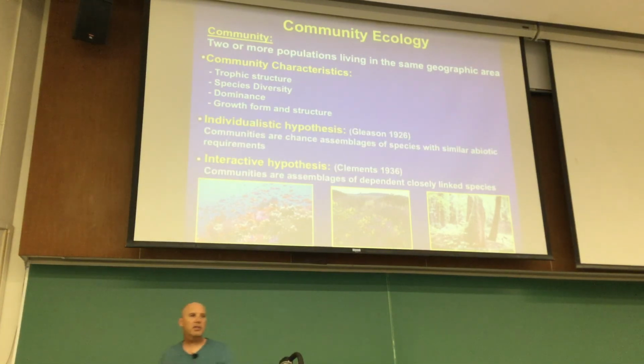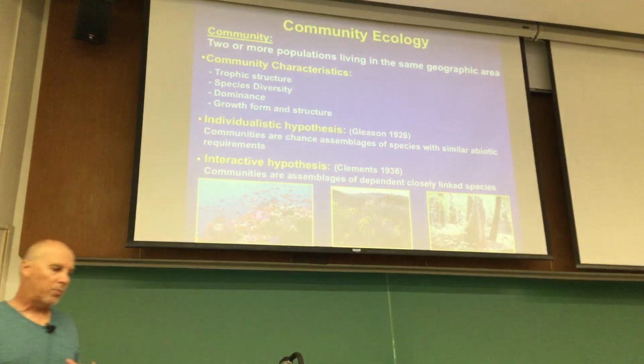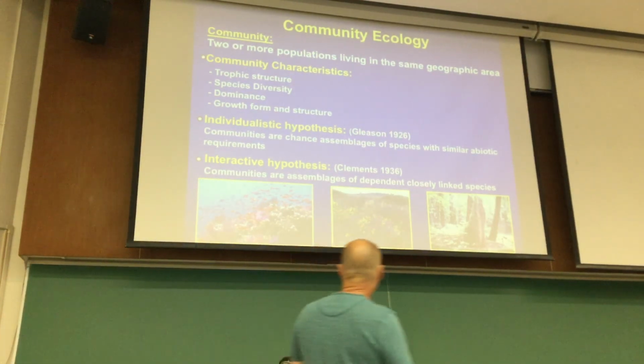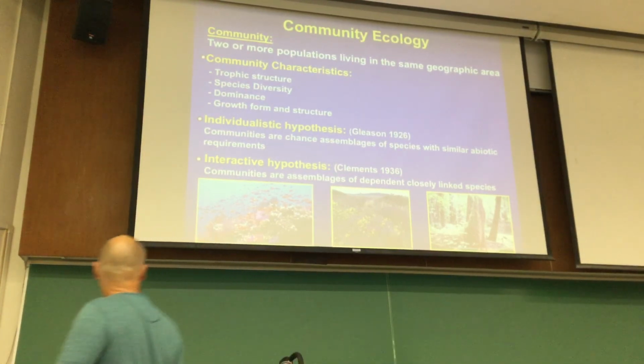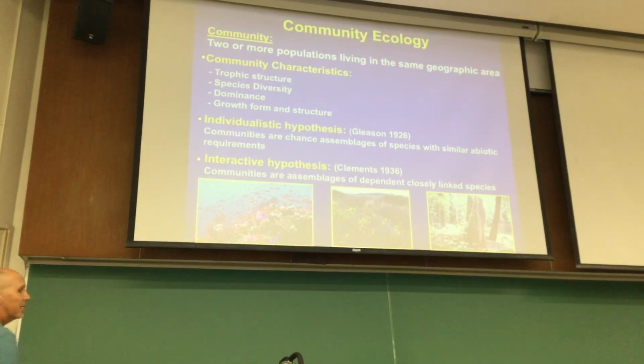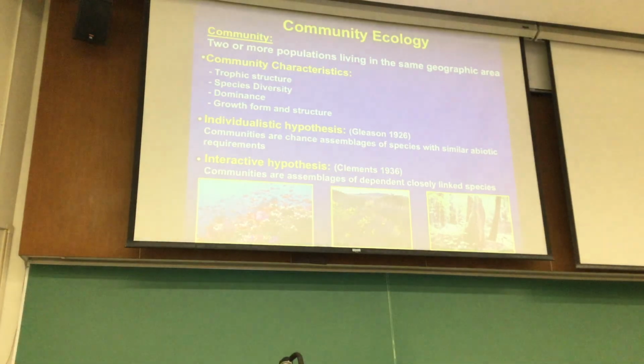So there are hypotheses to explain why you have this particular assemblage of species in one place and maybe not another. And so the first is this idea of the individualistic hypothesis by Gleason. In this particular case, what it basically says is that communities are just chance assemblages of things, right? You happen to be there because you can deal with the abiotic conditions.